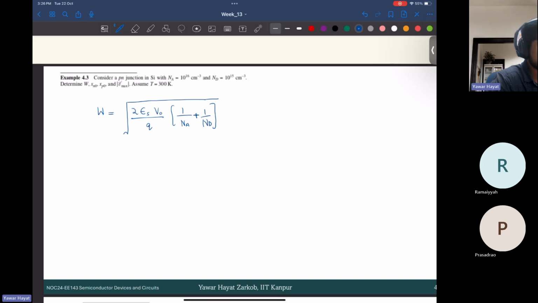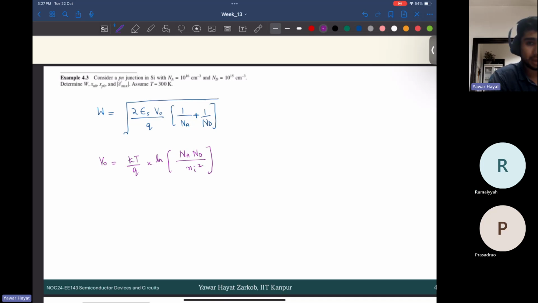And what is the unknown in this expression? Na, Nd we know. Built-in potential. Yeah, built-in potential. And what is the expression for that? V naught would be your kT by q, which is 26 millivolts at room temperature, and then you have ln of Na Nd by Ni squared, right?